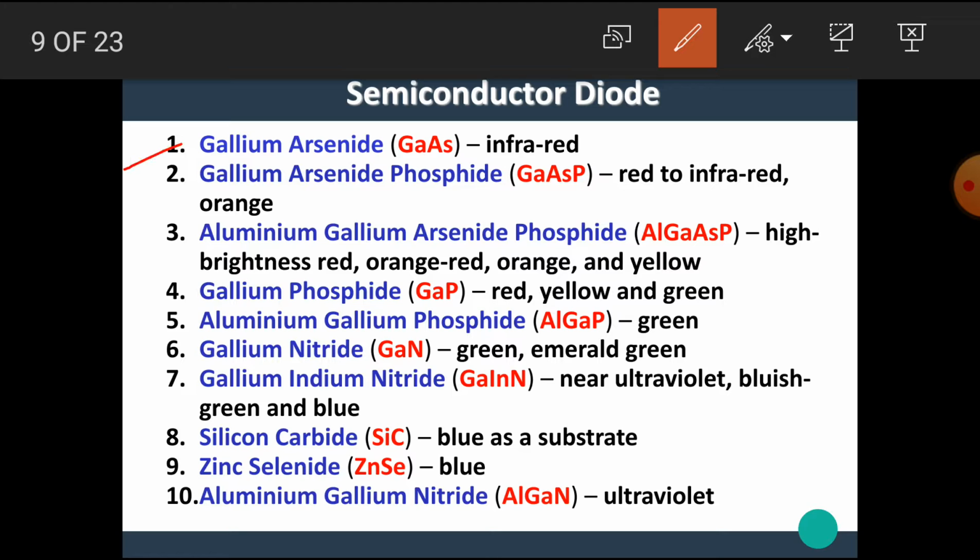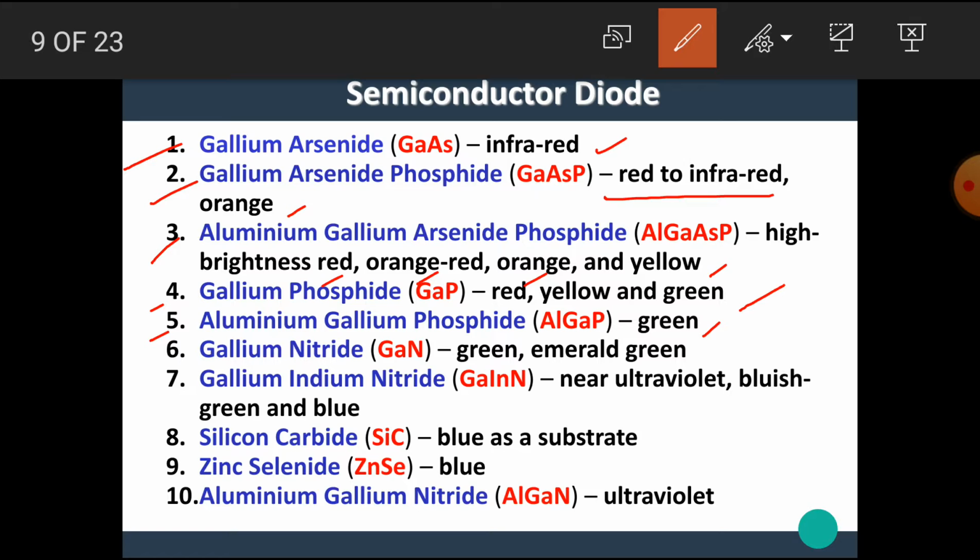When we use the gallium arsenide combination, we get infrared light. When we use the gallium arsenide phosphide combination, we get red to infrared or orange light. When we use aluminum gallium arsenide phosphide material, we get high brightness red, orange and yellow light. When we use the gallium phosphide combination, we get red, yellow and green light. When we use the aluminum gallium phosphide combination, we get green light.